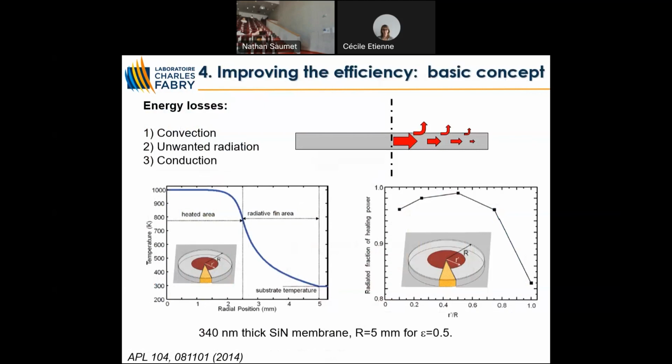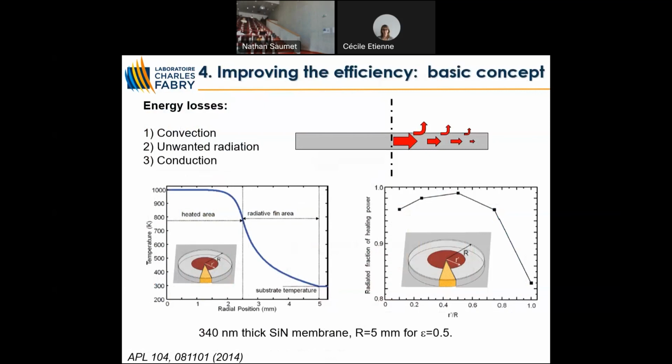It's not convective losses because you are in vacuum. So you have radiation losses. Radiation losses, you are happy with that because that's what you want to do. Because of what I showed before, you are able to control the radiation losses to have only the relevant angle and direction. So that's exactly what you want, these radiation losses.